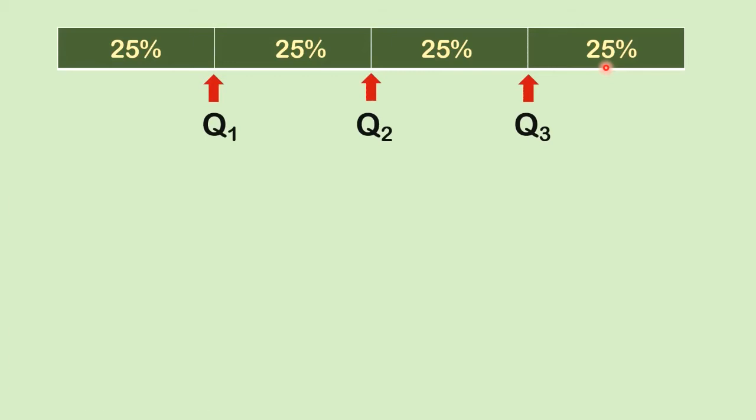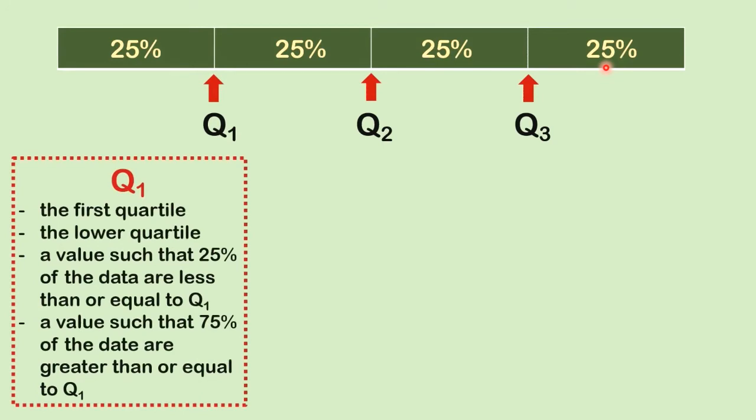Let's start with Q sub 1. Q sub 1 is our first quartile. It is also called the lower quartile. So, anong ibig sabihin ng first quartile? Based on our figure, ito yung Q sub 1. It is a value where 25% of the data are less than or equal to Q sub 1. Nandito, sa left side niya.